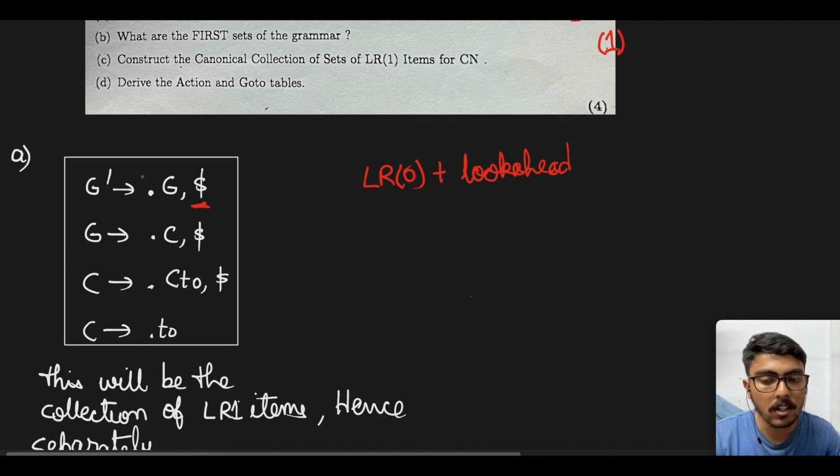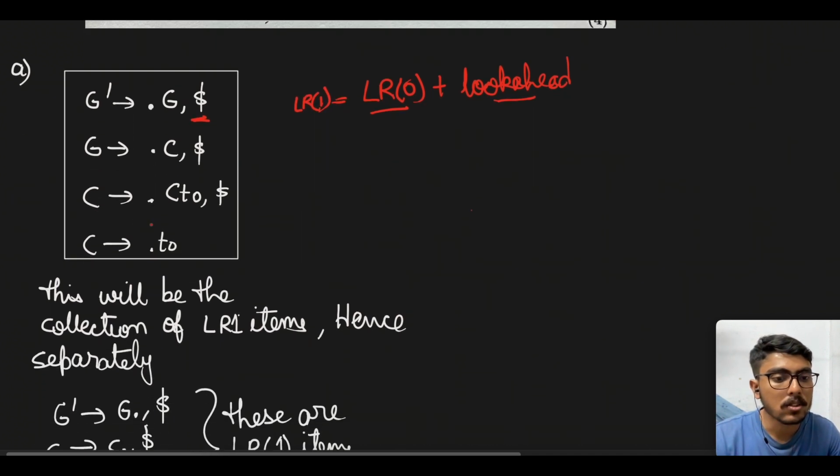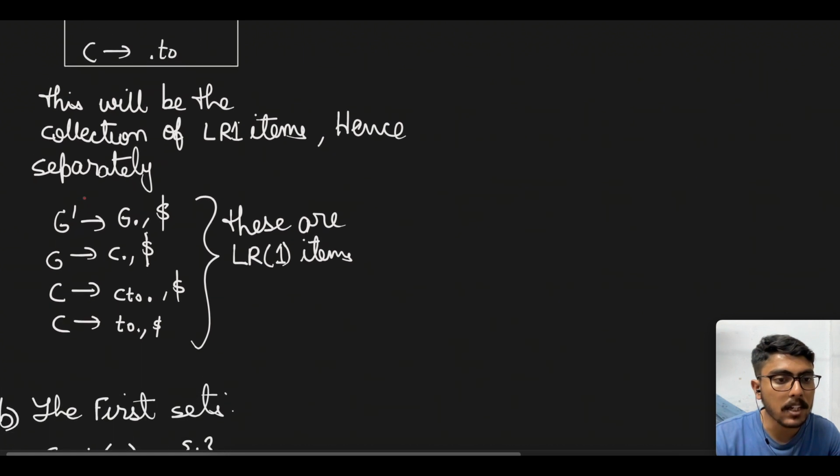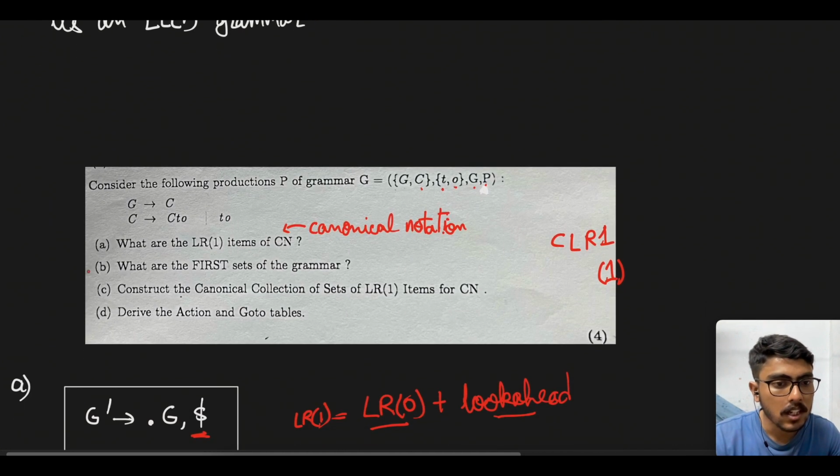So for each of the productions, when the dot goes to the extreme right, it will be converted into an LR1 item along with the look ahead, because as we said, LR0 plus look ahead is LR1. Okay, so the collection of LR1 items will be these four. One by one we have to cover the entire string, and then the dot will go to the extreme right.